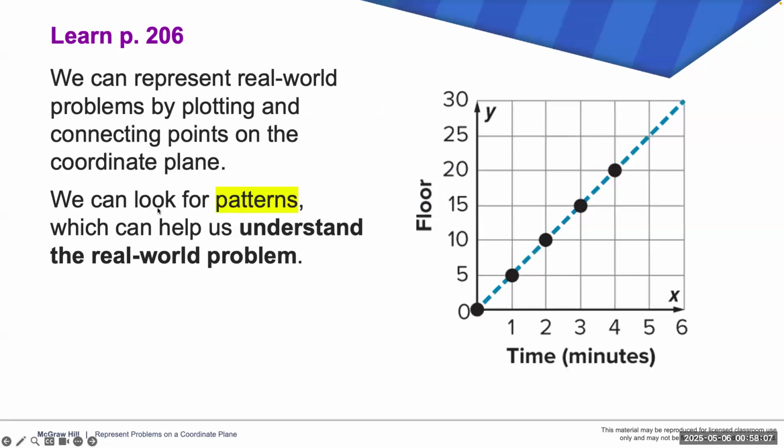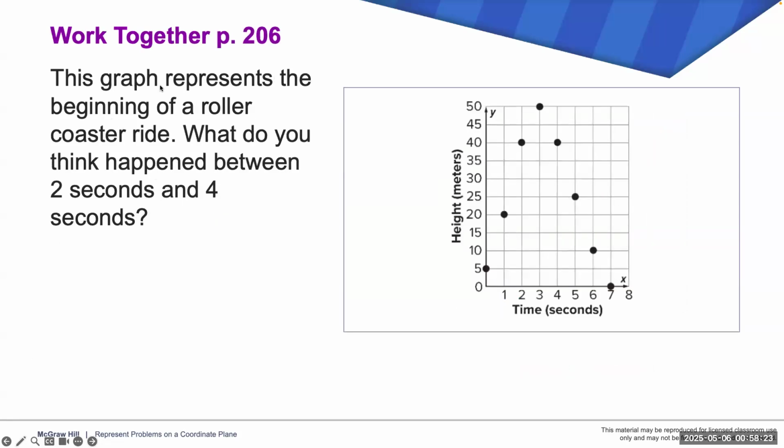So we can use plotted points to find patterns that help us understand real world problems, just like we did in this case. Look at this one here. This graph, we're on Work Together, page 206. This graph represents the beginning of a roller coaster ride. What do you think happened between 2 seconds and 4 seconds?